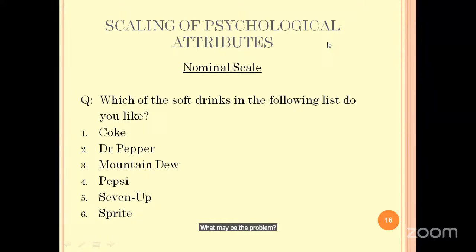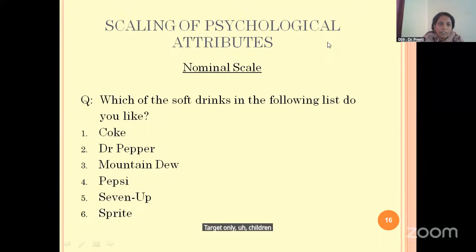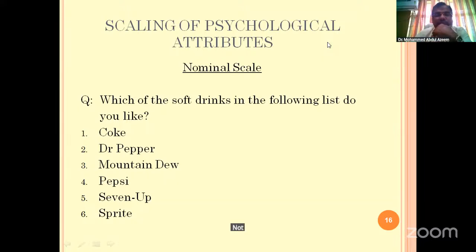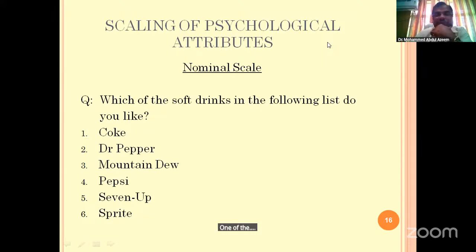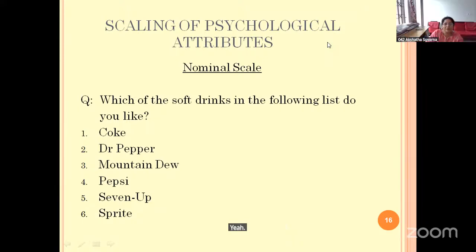Not fulfilling the demand, sir. Target only children, sir. Biscuits may break down. Competitors, sir. Competition. Quality was good. No, the company was able to fulfill the demand. Due to other competitors, sir. No competitors. If you ask anybody, the competitors also. Target customer is only children, sir. Any new idea, sir? Yeah, they want something new, right?